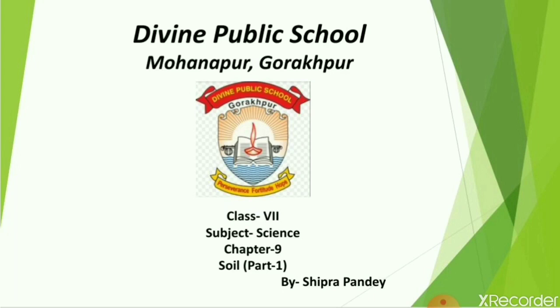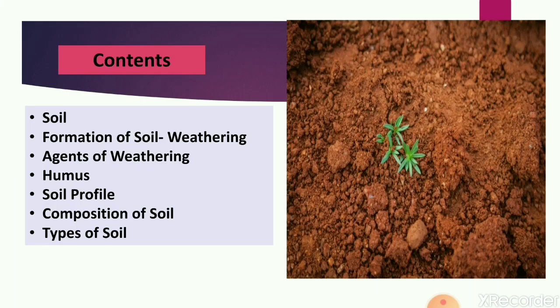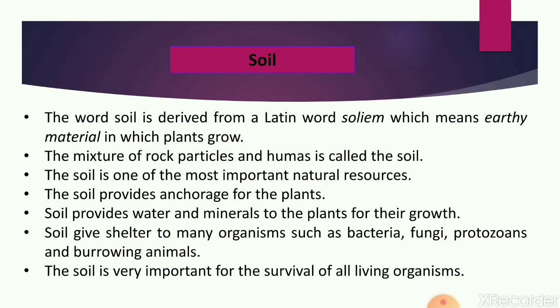This is the first part of this chapter. Students, in this part, we will study about soil and its formation. Formation of soil means weathering, then agents of weathering, humus, soil profile, composition of soil, and types of soil. So, students, our first topic is soil.